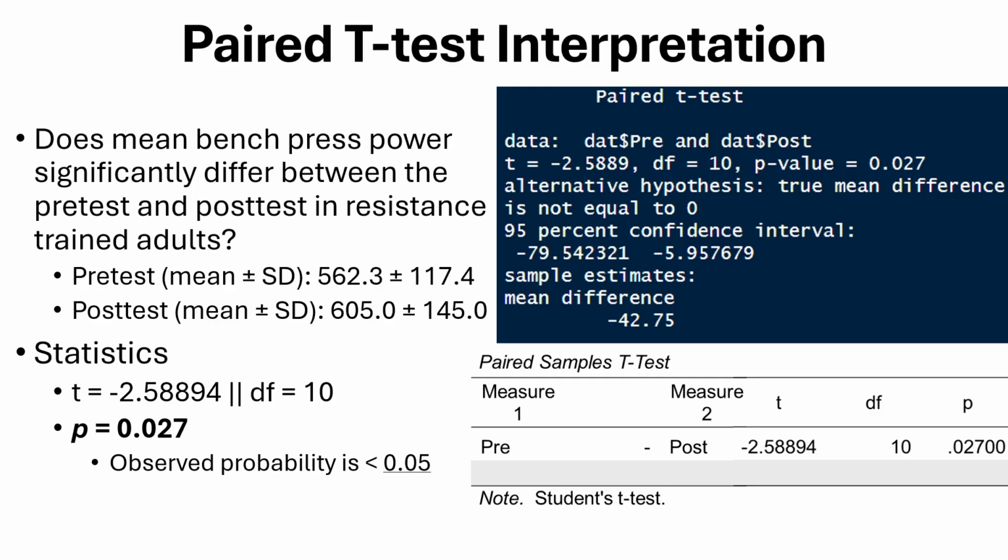As a reminder, the question we are asking in this specific example is whether mean bench press power significantly differs between the pre-test and post-test in resistance-trained adults. In this case, our sample means differ by over 42 watts. Examining our output from JASP and R, we see that our observed t-statistic is approximately negative 2.59, and when we evaluate that at n-1 degrees of freedom, which is 10 degrees of freedom in this case, we observe a p-value of 0.027. Since our observed p-value is less than 0.05, we conclude that these results are significant.